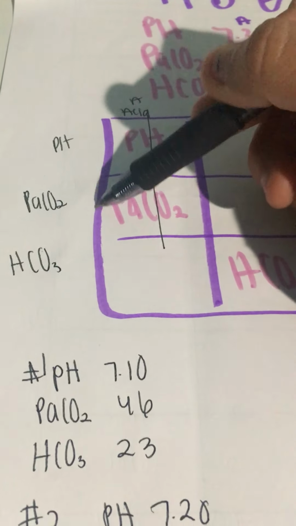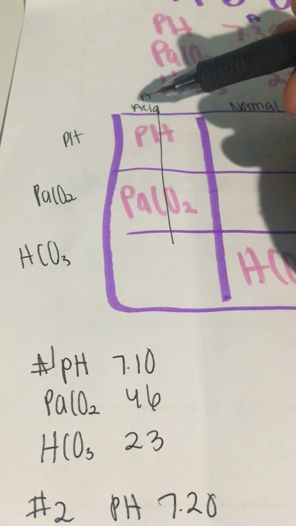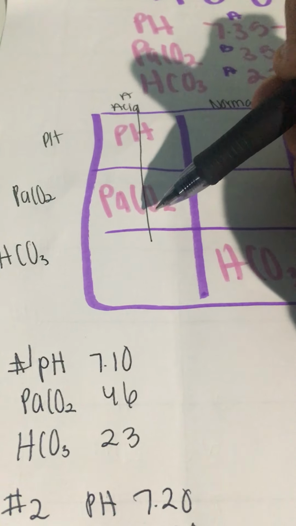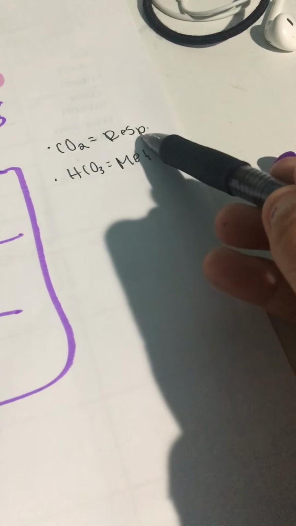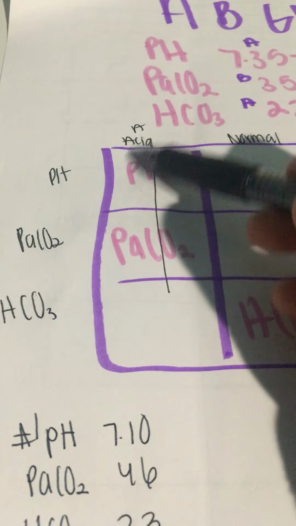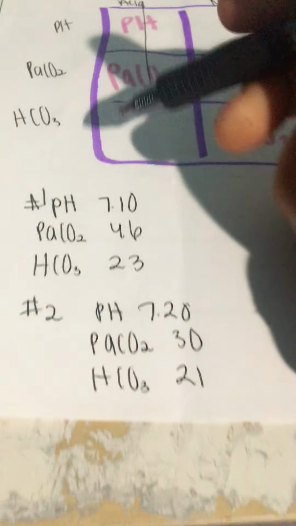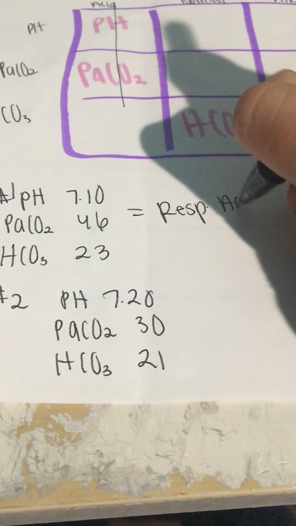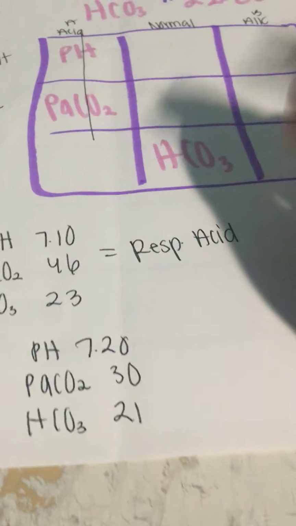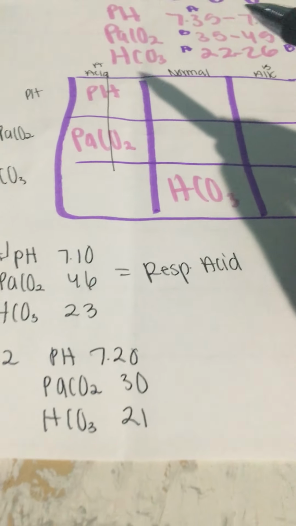We have a pH that is acidic, and we have PaCO2. So what is PaCO2? We look over here at what we wrote in the beginning: CO2 is respiratory. It's under acidosis, so this one would actually be respiratory acidosis. And that's how we solve that one.